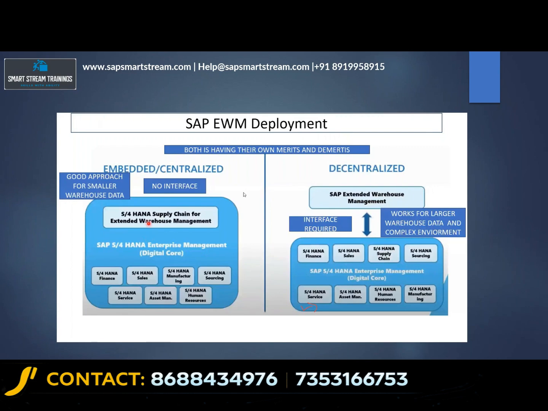In the embedded case, CIF is not required because everything is in one system only. Whatever connection is there, we will eliminate it here. That is one major difference.